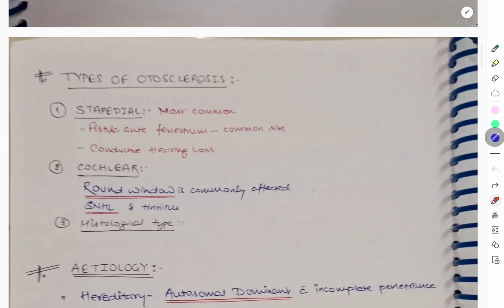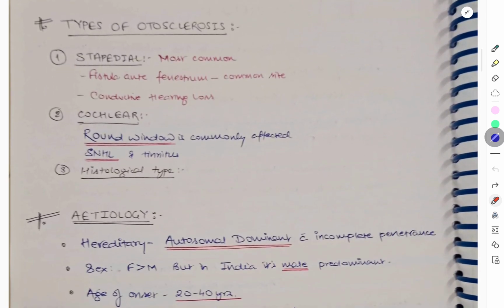Okay, coming to types of otosclerosis, we have stapedial type, we have cochlear type, and then some histological type. In stapedial type, the most common site is fissula ante fenestram. Please remember this fissula ante fenestram, that is anterior to the crura. Okay, here you will find conductive hearing loss. Whereas in cochlear type, the round window is the most common site. You will find sensorineural hearing loss and tinnitus.